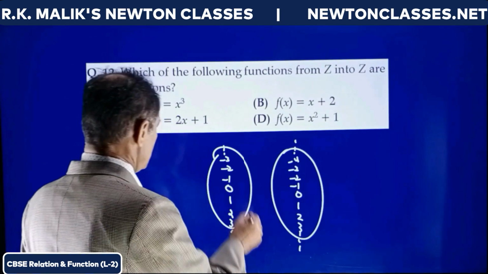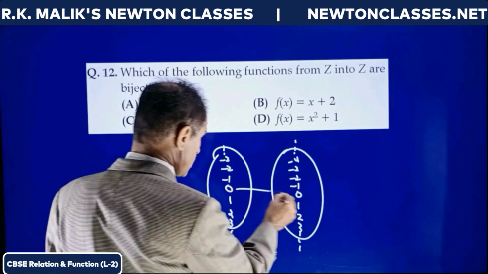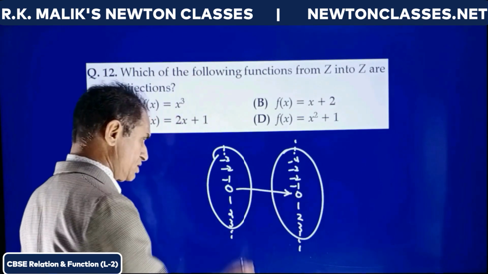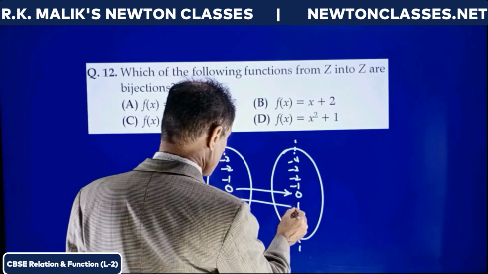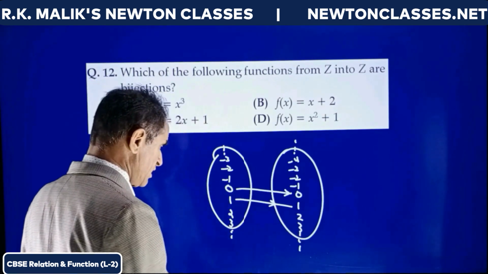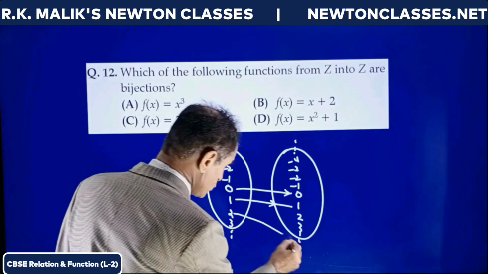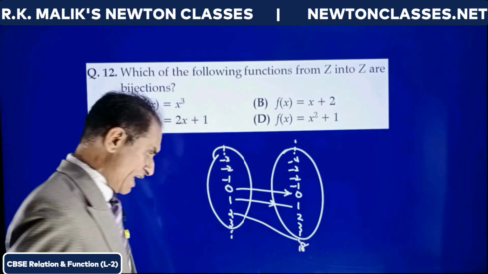See, when I put x equal to 0, I will get the answer 0. Therefore 0 will go to 0. If I put x equal to 1, I will get the answer 1. If I put x equal to 2, the answer will be 8.